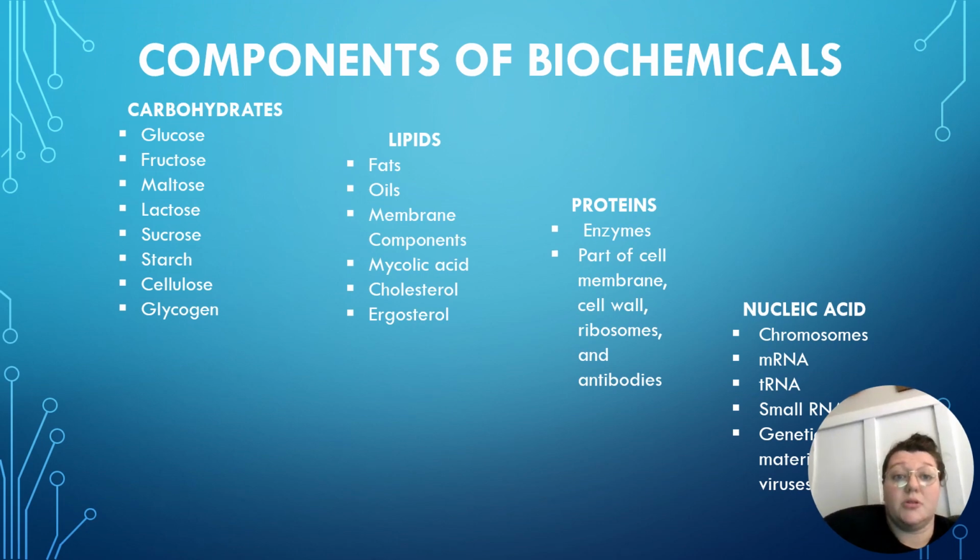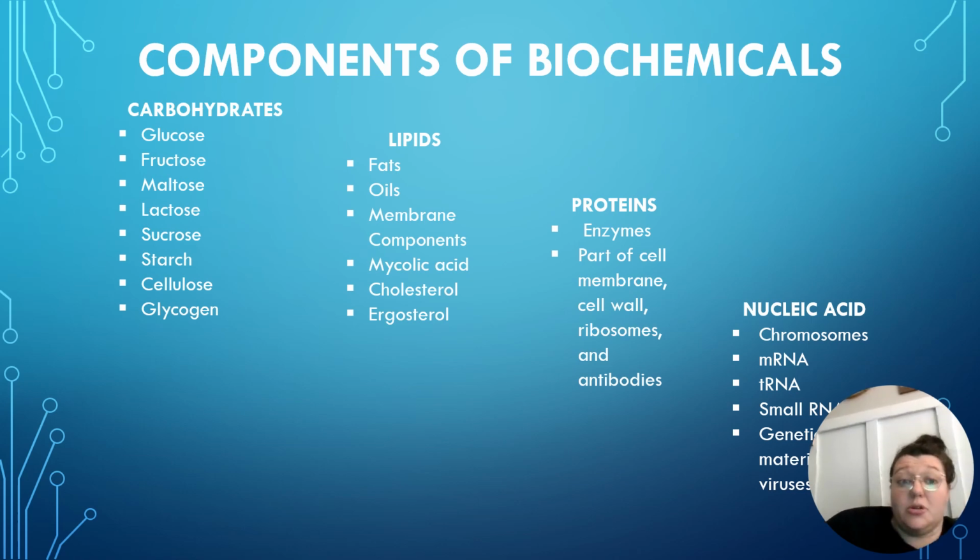So next we'll kind of go into components of biochemicals. Some of these may be known, some of these may not. So with carbohydrates, you have anything in those categories of glucose, fructose, maltose, lactose, sucrose, cellulose, and then starch and glycogen.